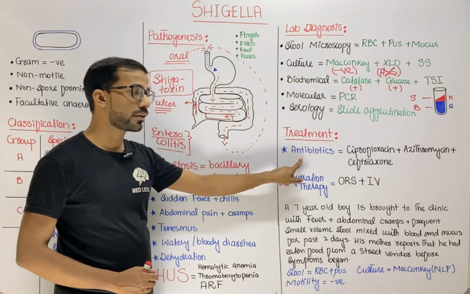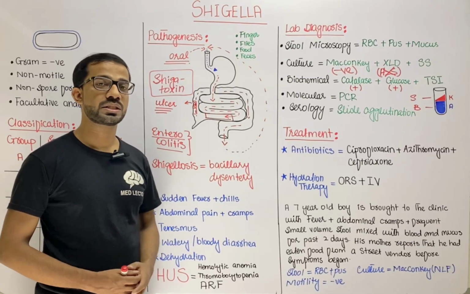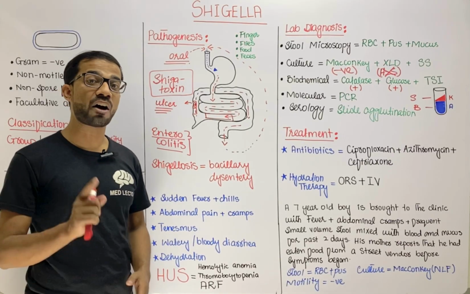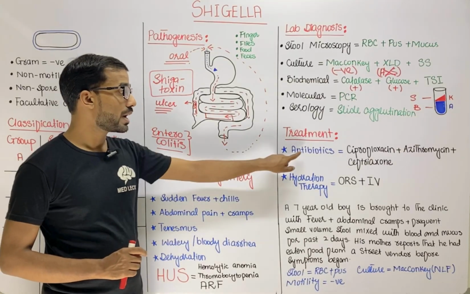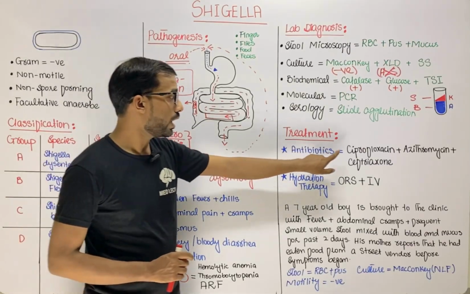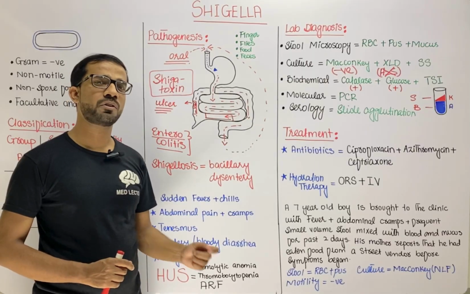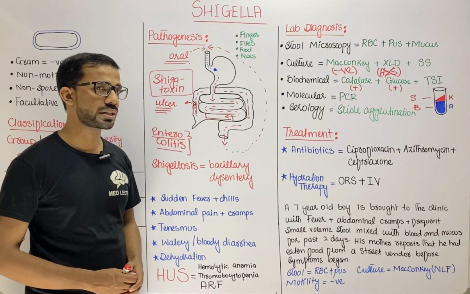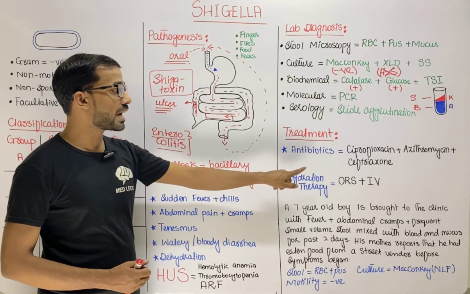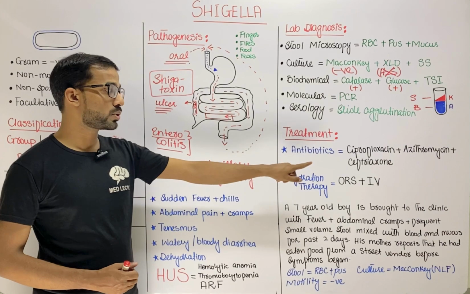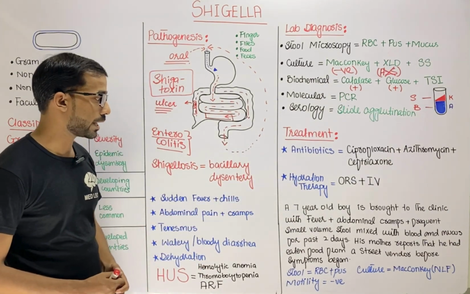In the treatment, mostly we will not use antibiotics, but in severe cases we can go towards antibiotics after sensitivity testing. It's a good practice after the sensitivity testing. So ciprofloxacin, azithromycin, and ceftriaxone, but that will be decided according to the condition of the patient and after antibiotic sensitivity testing. Hydration therapy: ORS, oral rehydration solution, and the IV line. So these are the different methods by which we can cover hydration therapy.